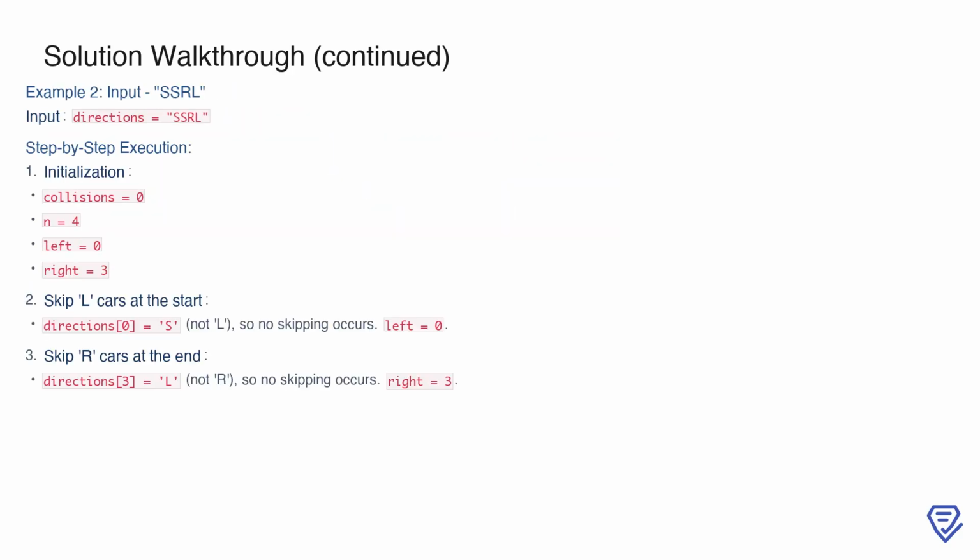Let's look at a new example with the input SSRL. We begin by initializing our variables. Collisions is set to 0, n is 4 since the input string has 4 characters, left starts at 0, and right starts at 3, the last index of the string.